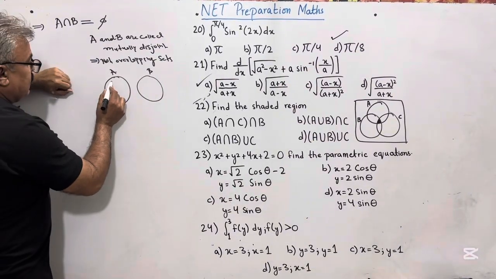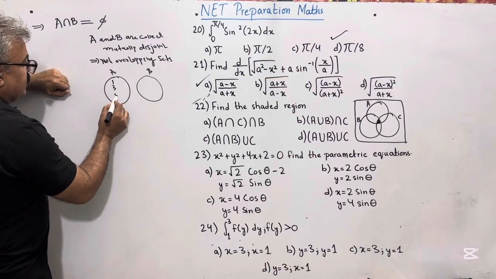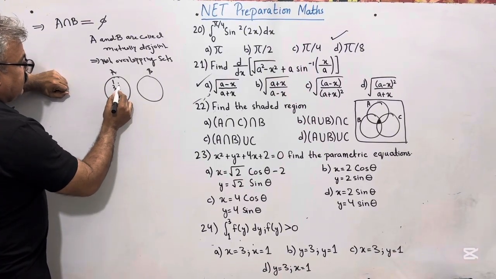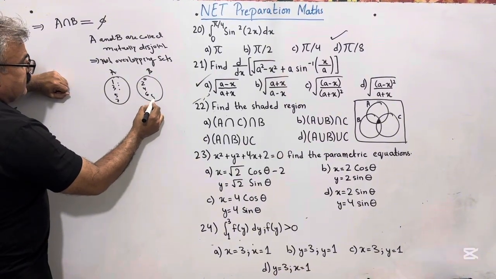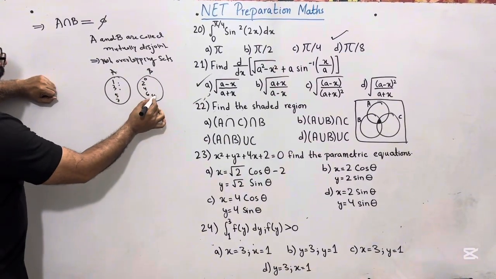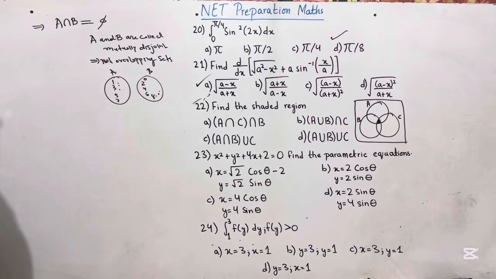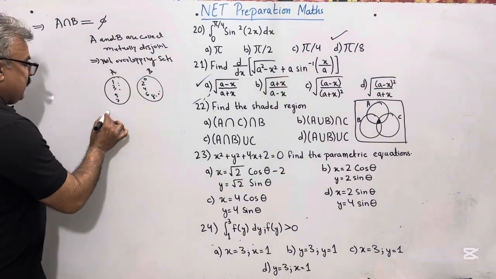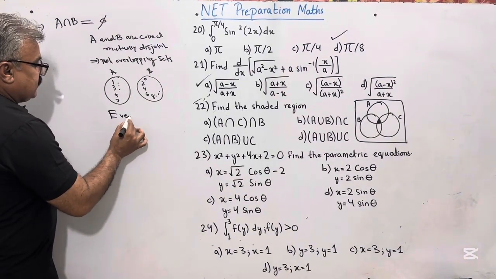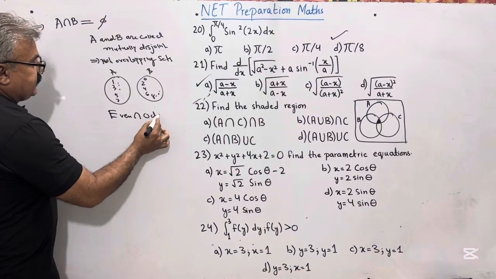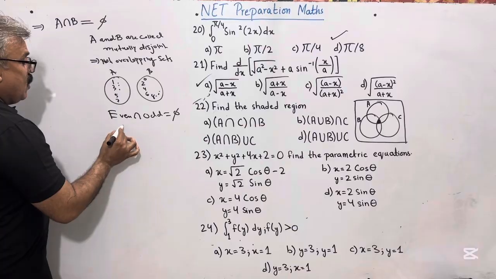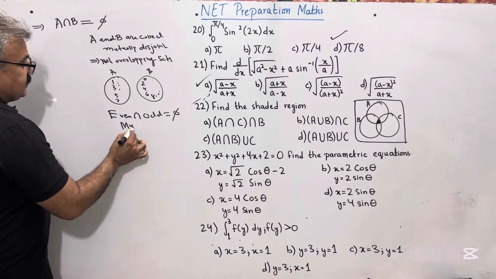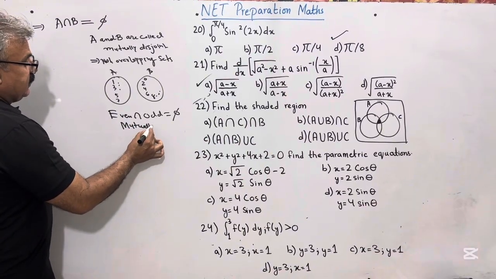Let me give you an example as well. Suppose the odd numbers are 1, 3, 5, 7, and so on. Taking the even numbers, 0 is also even: 0, 2, 4, 6, 8. They have nothing in common. So we can say that the set of even integers and the set of odd integers result in the null set. These sets are mutually disjoint.